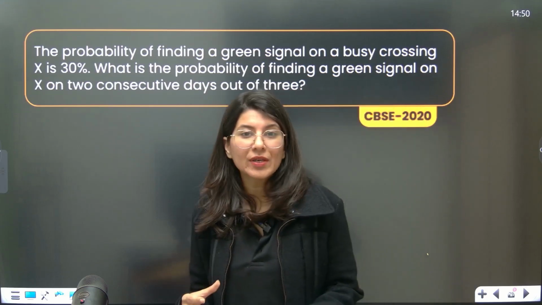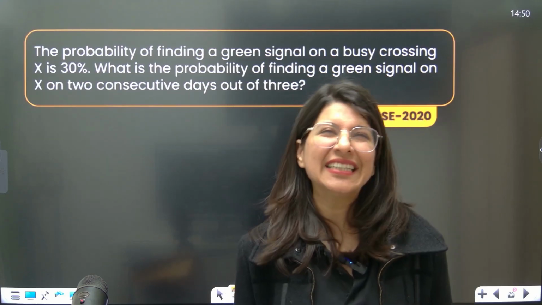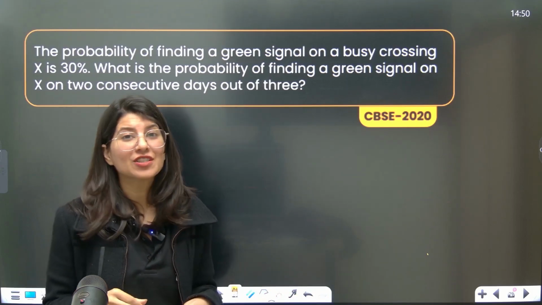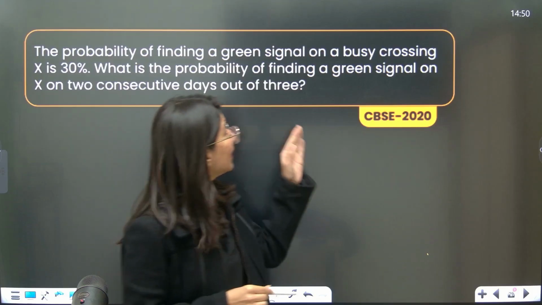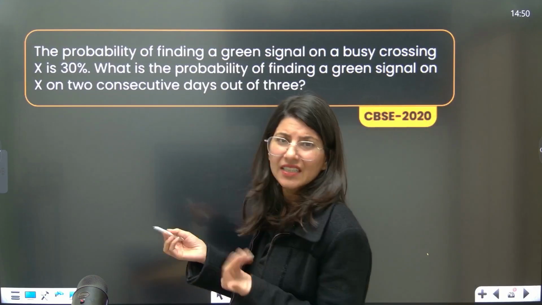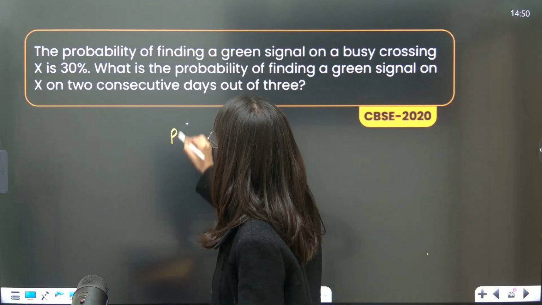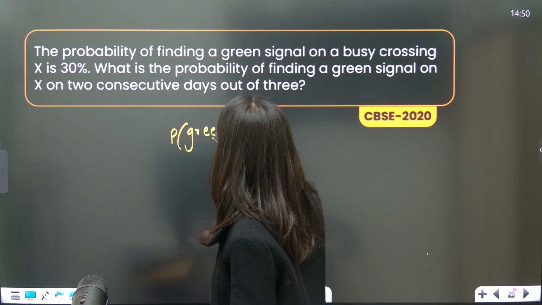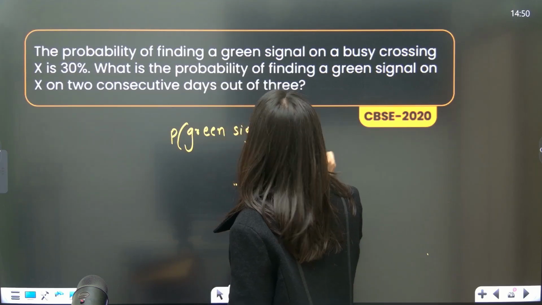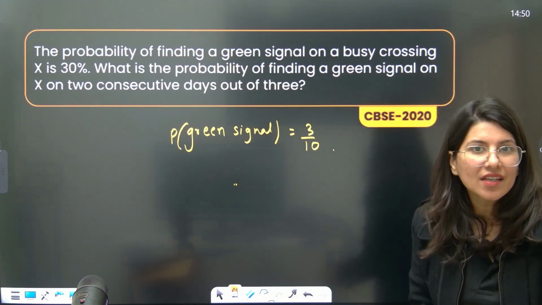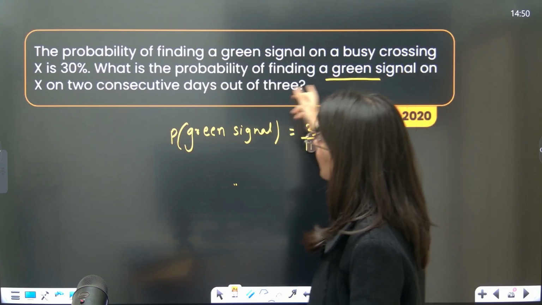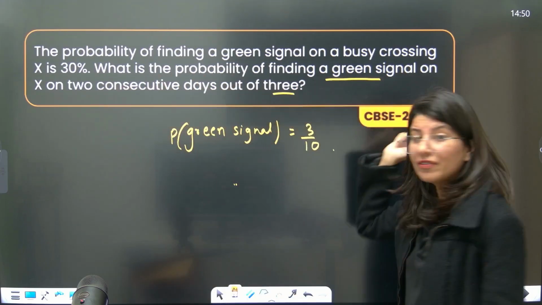Perfect. Now again another question, CBSE 2020. Sometimes in probability they give you questions which are not difficult, but sometimes might be annoying. The probability of finding a green signal on a busy crossing X is 30%. That means 30 by 100, 3 by 10. So the probability of getting a green signal on X crossing is 30 by 100 or 3 by 10. So the probability of not seeing a green signal will be 7 by 10. What is the probability of finding a green signal on 2 consecutive days out of 3?